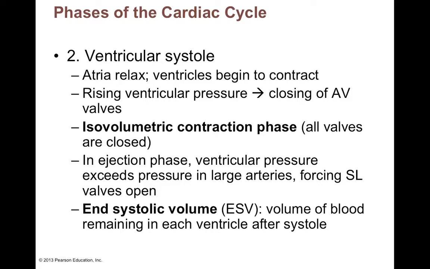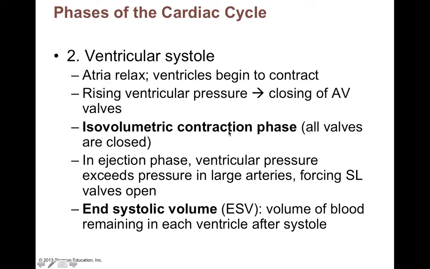The reason all the valves are closed is that the semilunar valves are closed, because there's still higher pressure in the pulmonary trunk and aorta from the previous contraction. We call that diastolic pressure. So the ventricles have to continue to squeeze on that blood to be able to get those semilunar valves to even open just yet. So when the AV valves first close, that begins a phase called the isovolumetric contraction phase, which you guys can see here.